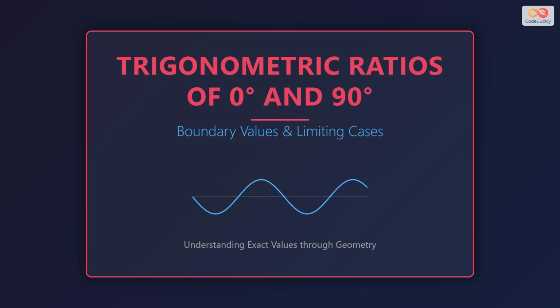Welcome. Today we are diving into a specific topic in trigonometry, the boundary values. Specifically, we will look at the exact trigonometric ratios for 0 degrees and 90 degrees. These are often called limiting cases because they represent the extreme states of a right-angled triangle.